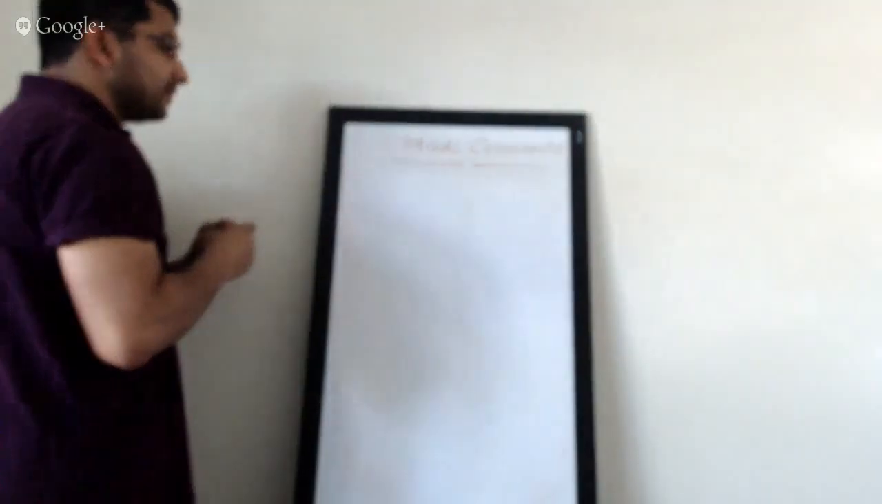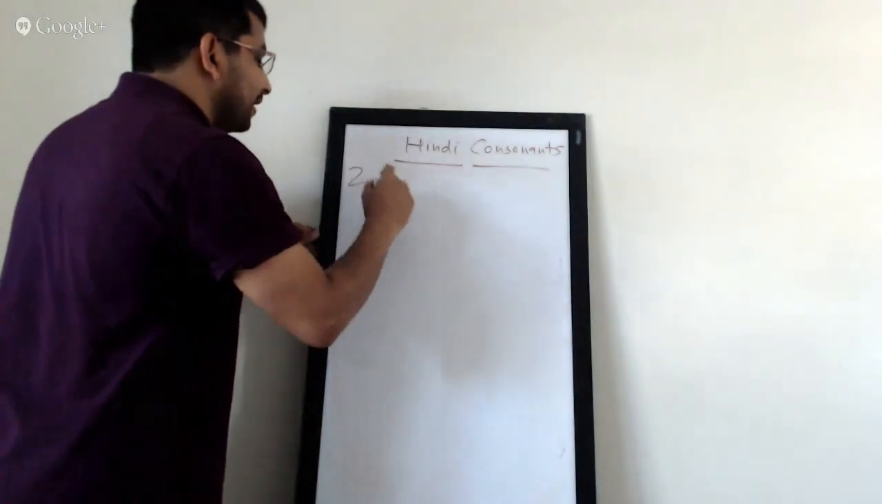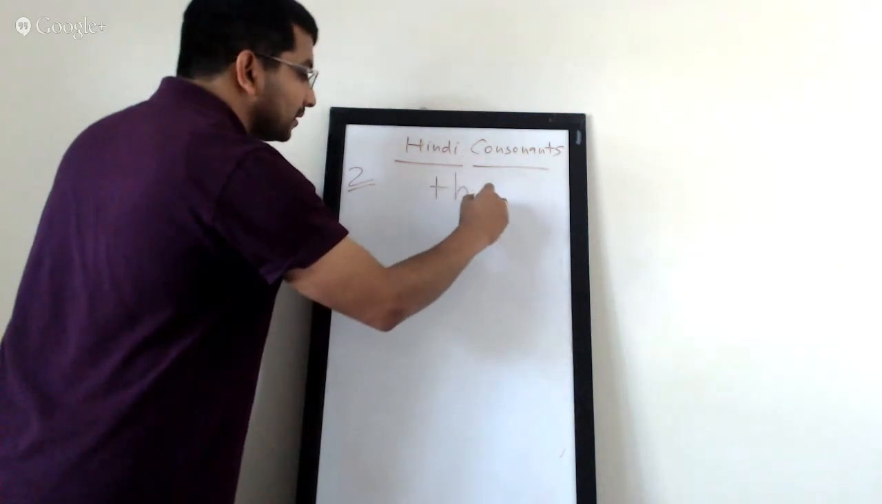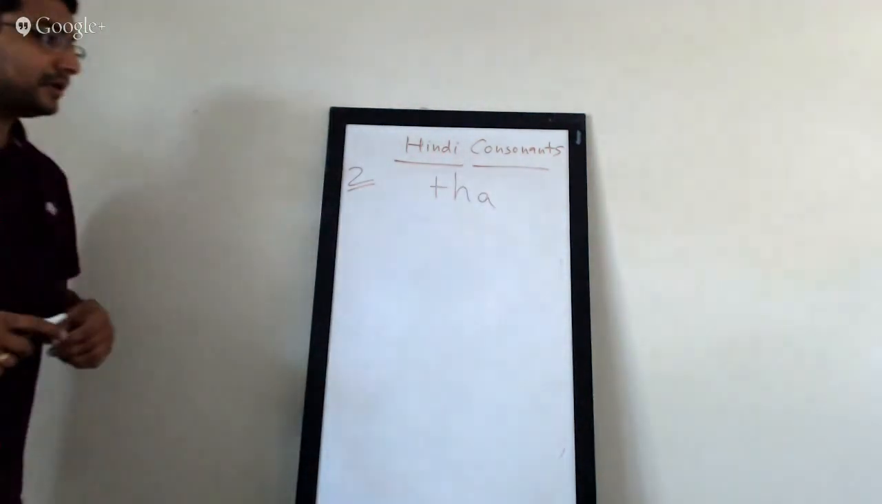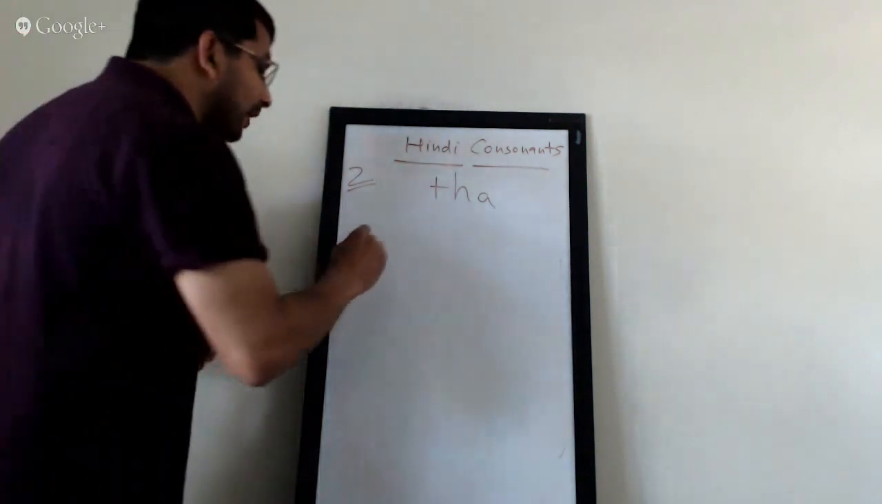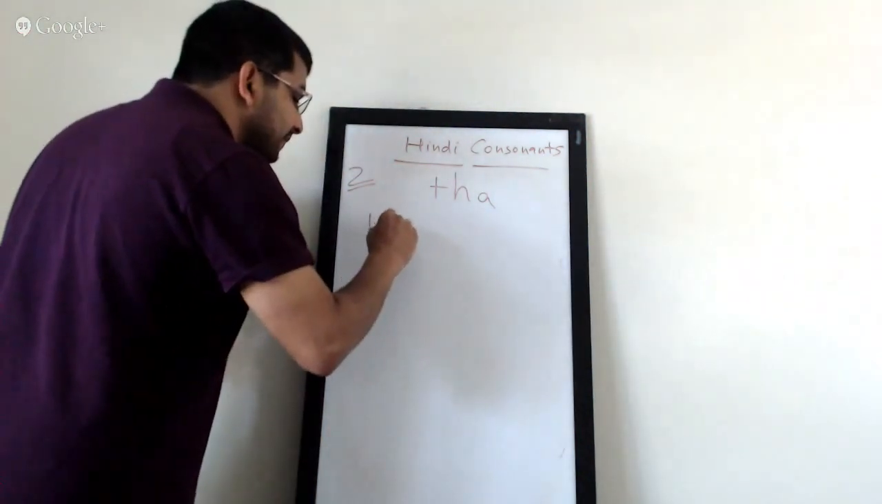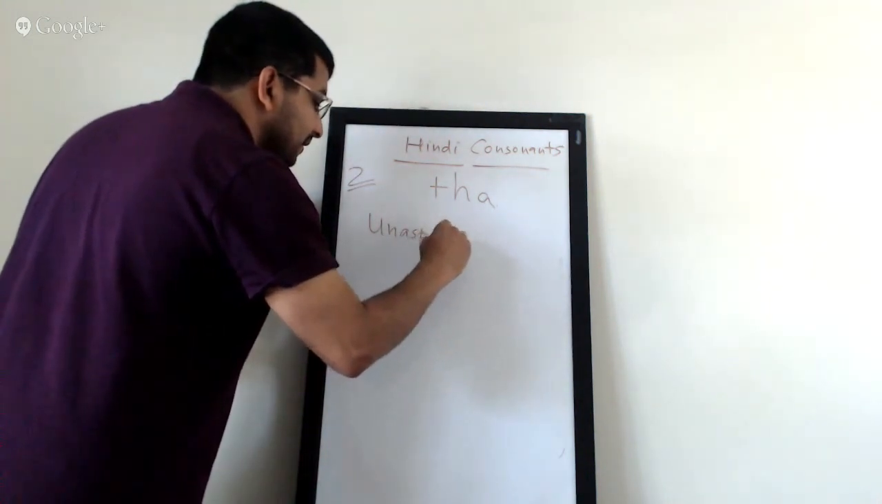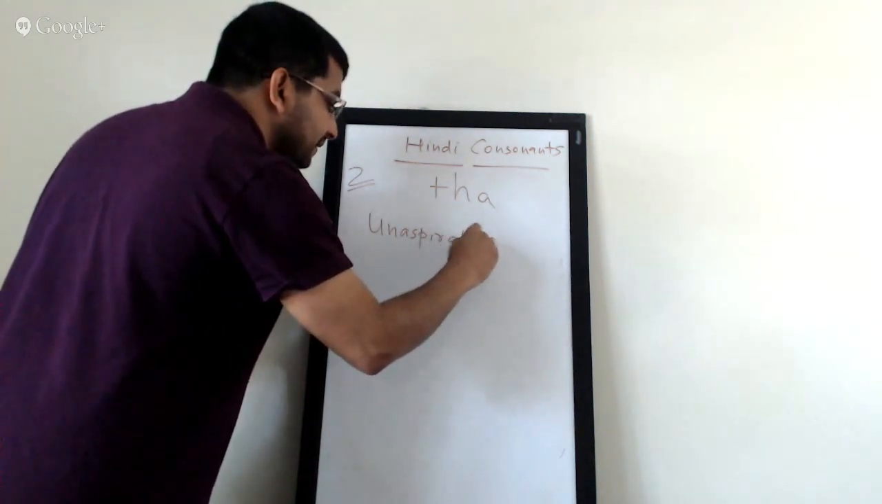So the next dental that we have is known as th. Th. By now you must have guessed the pattern, right? We have two kinds of sound, right? Unaspirated and then aspirated.